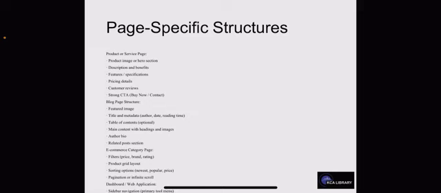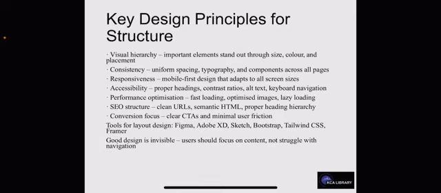Now, let's look at page specific structures. We have the product or service page, where there will be a product image or hero section, description and benefits, the features or specification, and the pricing details. We should also have customer reviews and a strong CTA, that is buy now or contact. Blog page structure: featured image, title and metadata, table of contents, which could be optional. The page might also have main content with headings and images, and an author bio. E-commerce category page: you have the filters, products, grid layout, and so on.